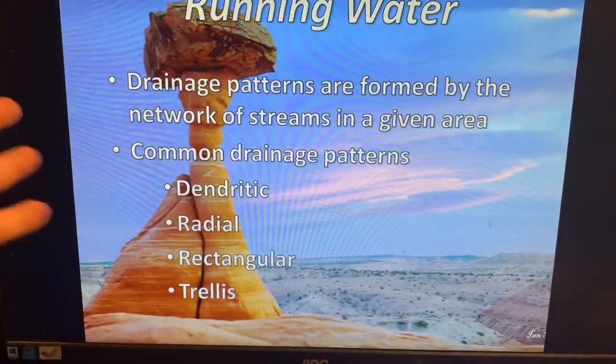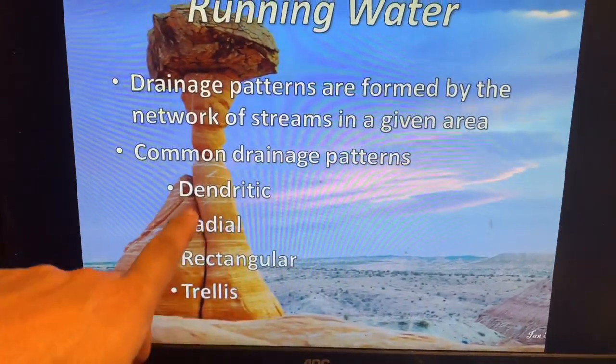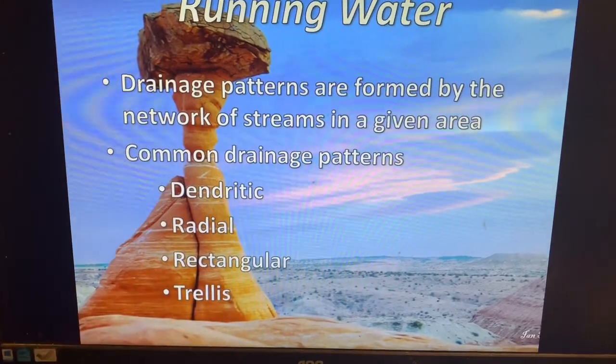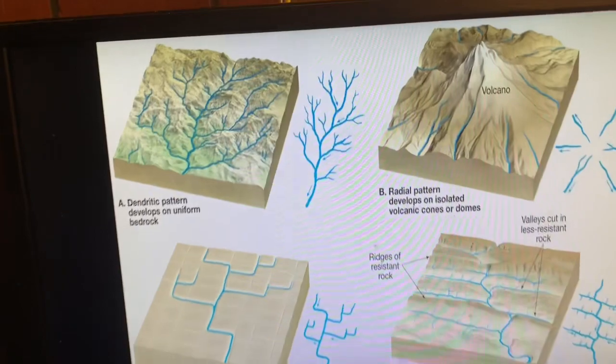If you have an area, all the little streams will eventually collect into something. That pattern can be different. We have different patterns. We have what we call the dendritic pattern, the radial pattern, the rectangular pattern, and the trellis pattern. If we look at them, these are your different patterns.